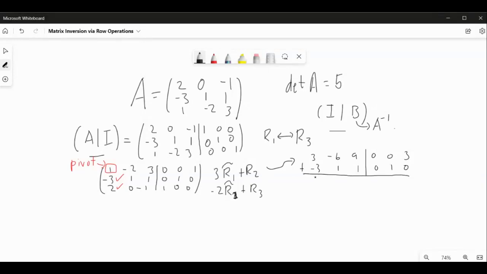So we will get 3 plus minus 3 is 0. This is minus 5. This is 10. And then this is 0, 1, 3. So we still have the first row for our new augmented matrix. So 1, minus 2, 3, 0, 0, 1. However, our second row we replace by this row. So this becomes 0, minus 5. So let me write this more clearly. So 0, minus 5, 10. And then 0, 1, and 3.